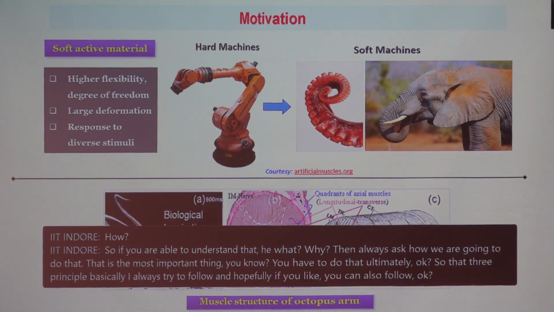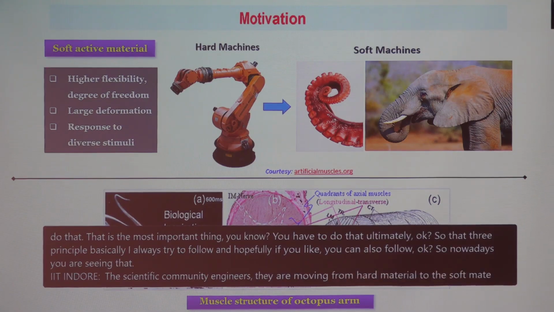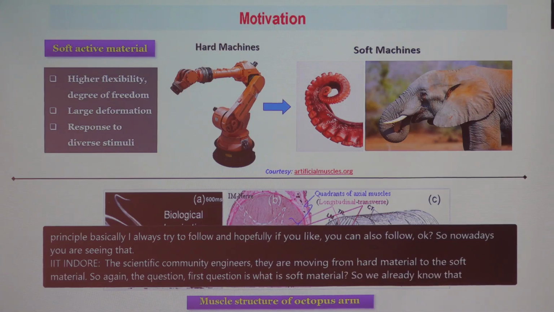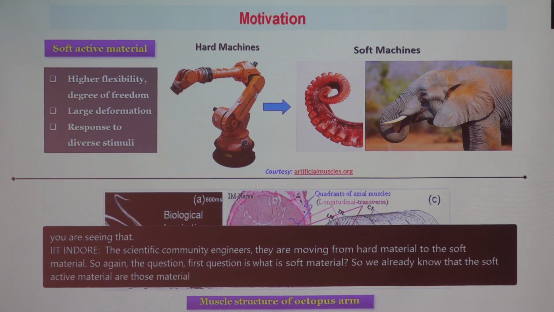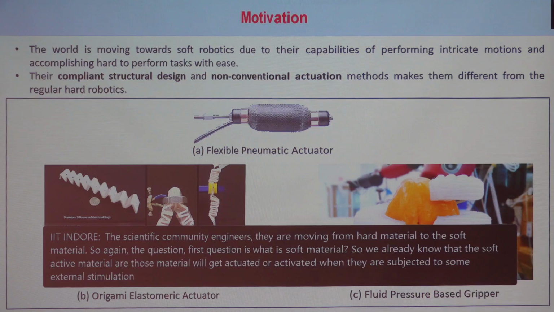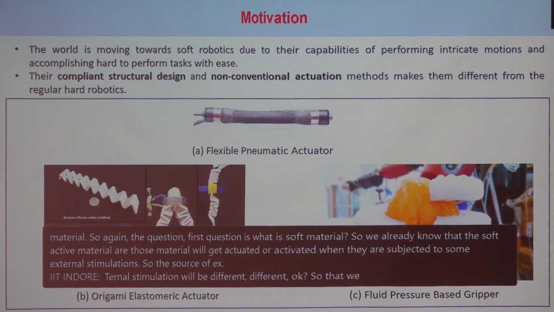So nowadays you are seeing that the scientific community and engineers are moving from hard material to soft material. So again, the first question is, what is soft material? We already know that soft active materials are those materials which get actuated or activated when they are subjected to some external stimulation. The source of external stimulation will be different, okay? So that we understand what is soft active material.